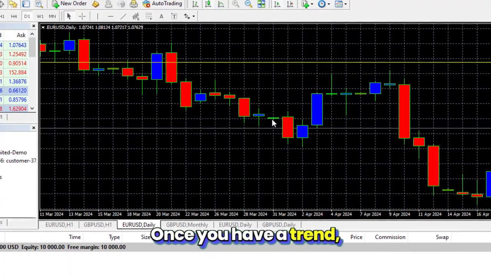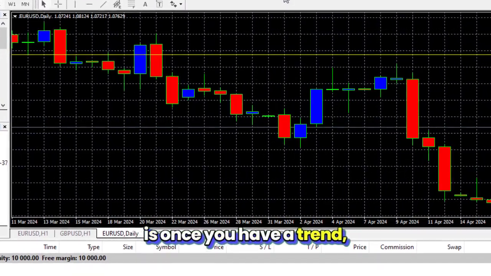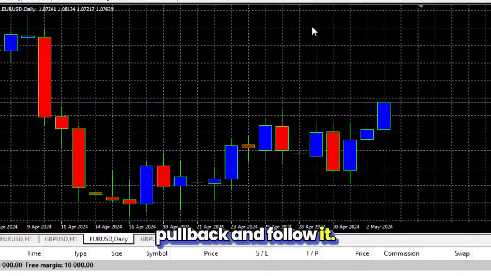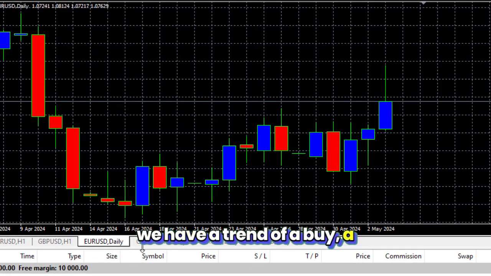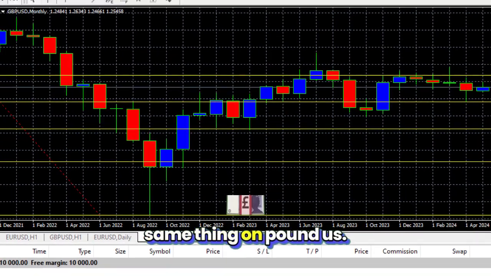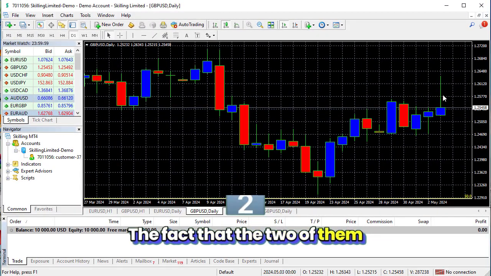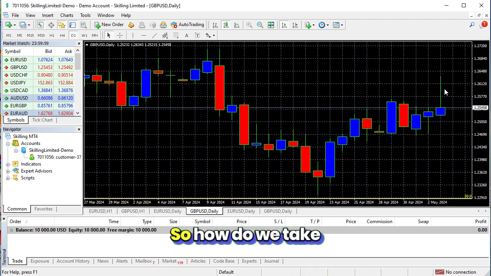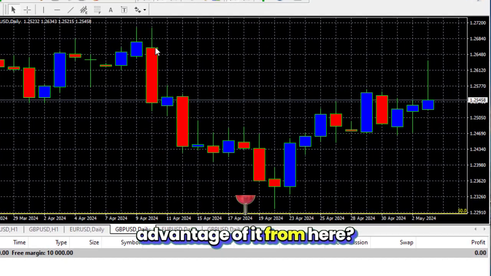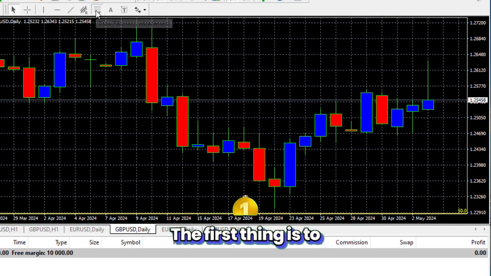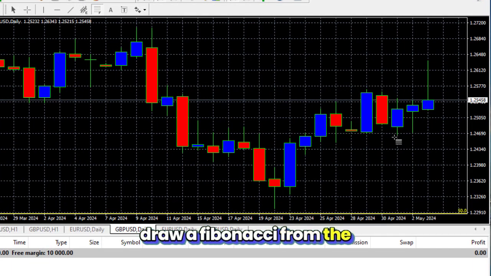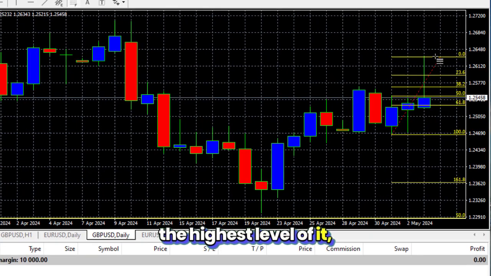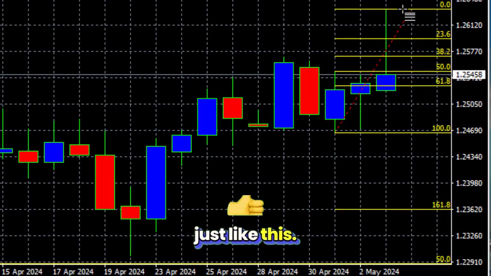Once you have a trend, the whole idea is that you can wait for a pullback and follow it. In this case, we have a bullish trend, and it's the same thing on pound USD. The fact that the two of them had three days of buy makes it a clear opportunity. So how do we take advantage of it from here? The first thing is to draw a Fibonacci from the lowest level of that trend, which is around here, to the highest level of it, just like this.